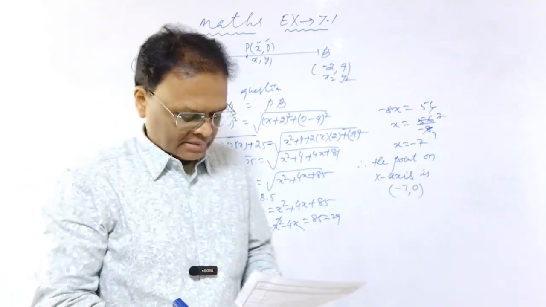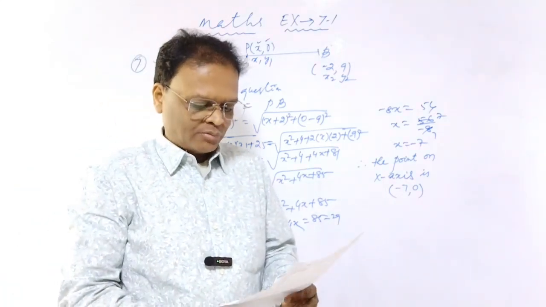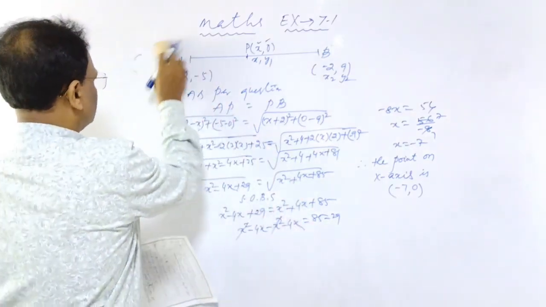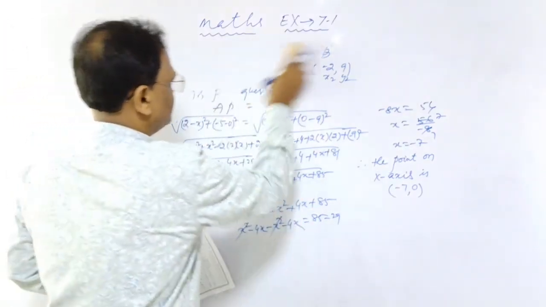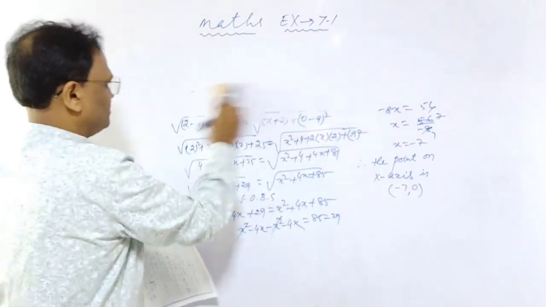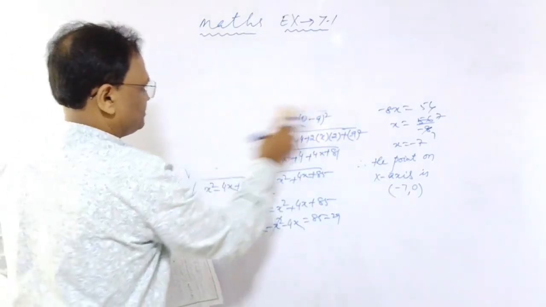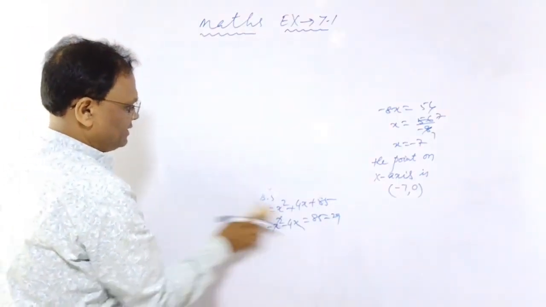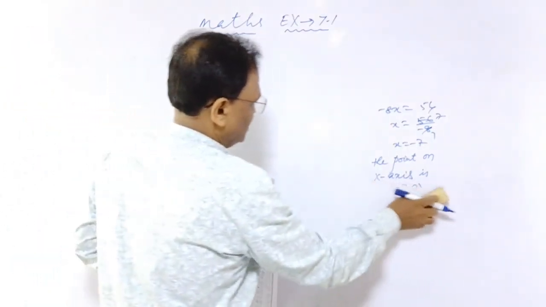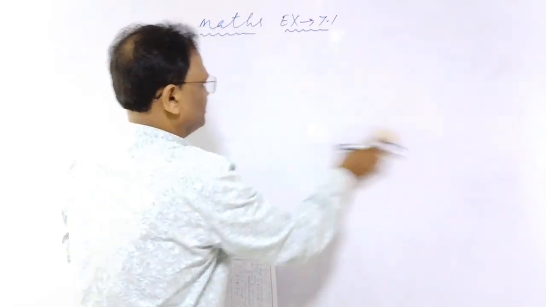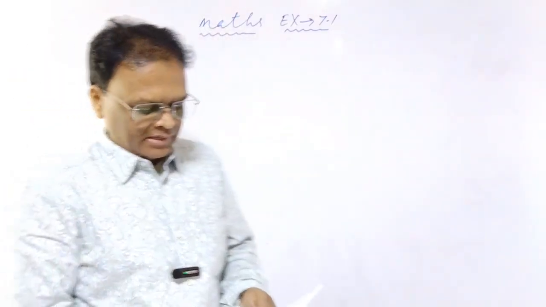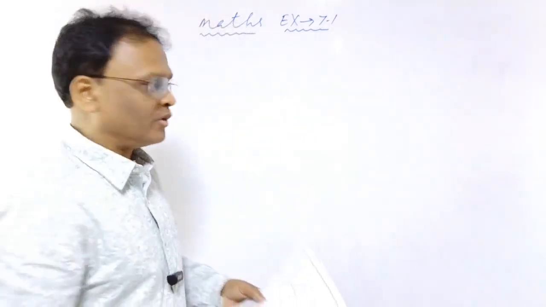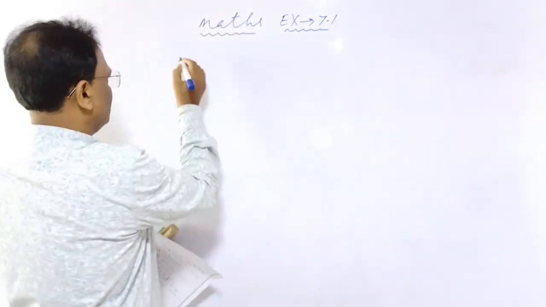Now the question number is 8. Find the value of y for which the distance between the 2 points is given. Question number 7 over. Now question number 8. In question number 8, he is asking to find the value of y, one of the coordinates, where y is not given. He is telling to find the value of y for which the distance between the 2 points is given.